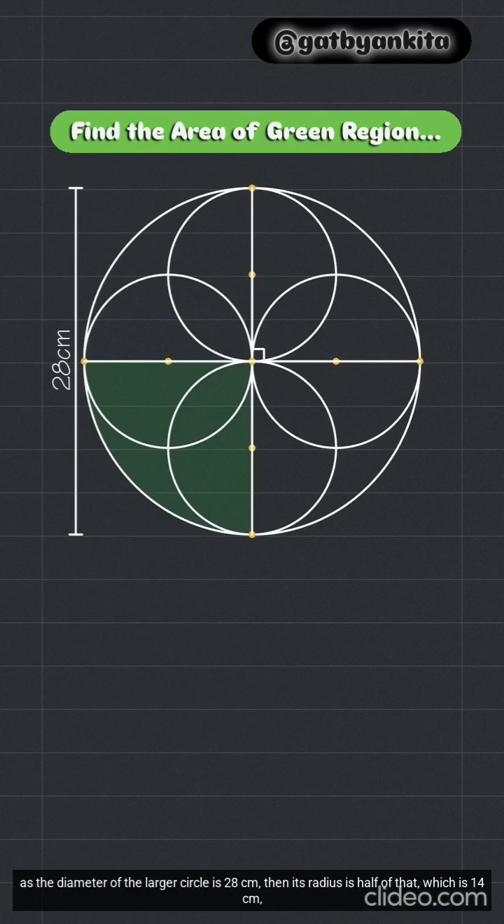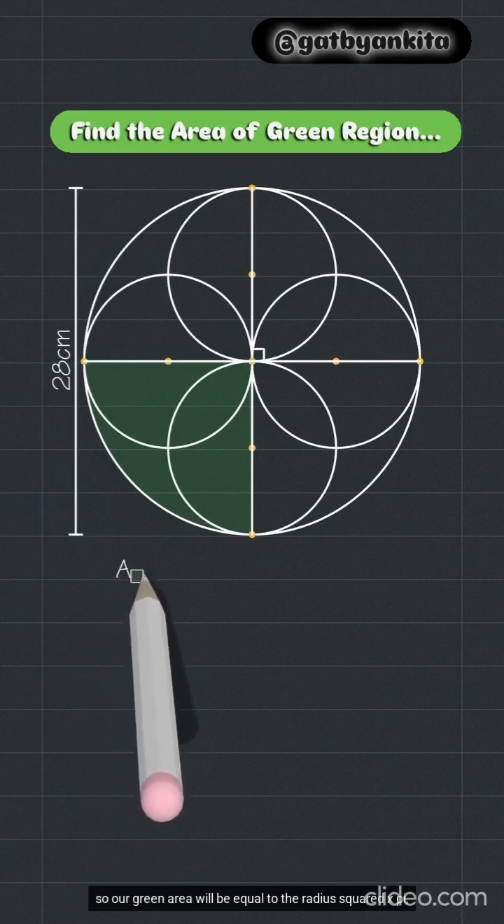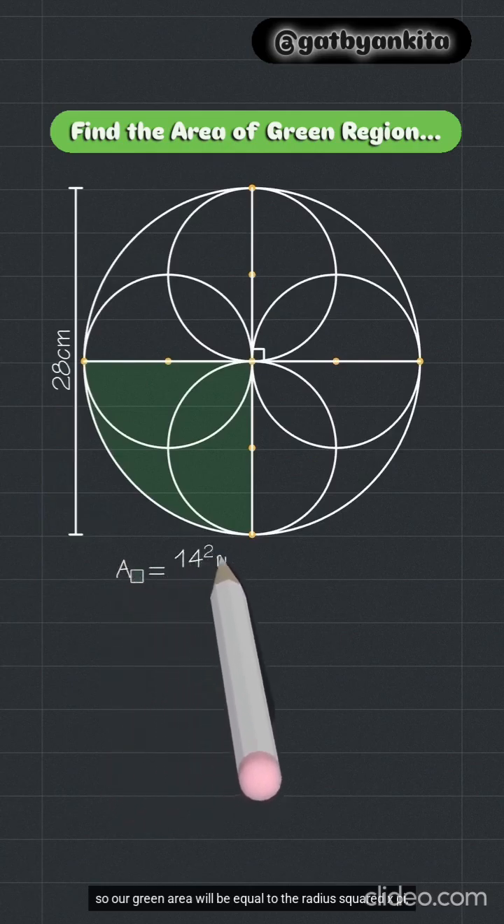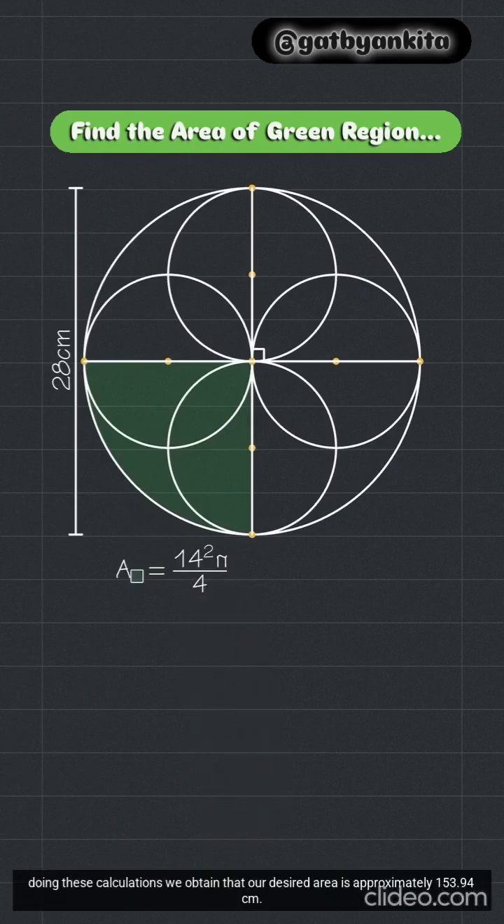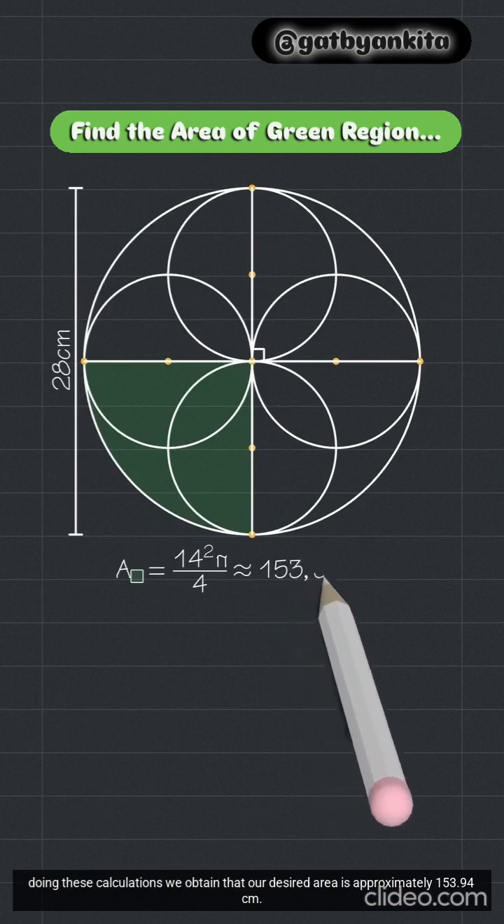As the diameter of the larger circle is 28 centimeters, then its radius is half of that, which is 14 centimeters. So our green area will be equal to the radius squared times pi. This here would be the area of the entire larger circle. Then as we only want the area of 1/4 of the entire circle, we divide this by 4. Doing these calculations we obtain that our desired area is approximately 153.94 centimeters.